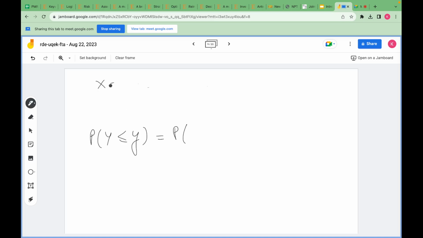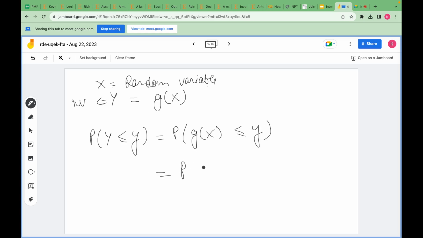So we have a random variable x, and we have another random variable y, which is a function of random variable x. So we can write this probability, capital Y less than or equal to small y. Here we can replace capital Y with g(x) less than or equal to y, and we can write it as x less than or equal to g inverse y. We have this is a strictly increasing function and a differentiable function.